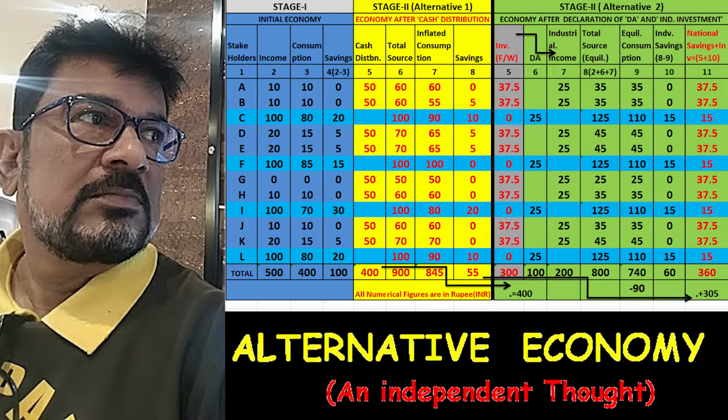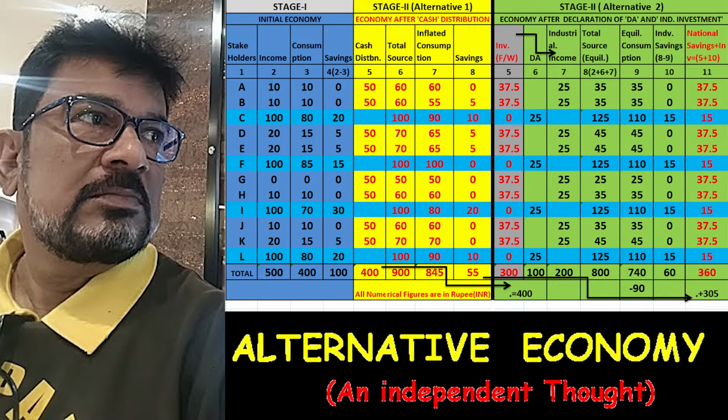By investing fixed or working capital, the income generated is shown in column 7. Therefore, there is the arrow mark, that is income generated in column 7 from investment in column 5. Another arrow mark is there, that is previous savings was 55, now shown in alternative 1 column 8 has reached rupees 360, that is an increase of savings of 305, which is shown in column 11 of alternative 2. And another, that is 400 cash distribution, and the total of column 5 and 6 of alternative 2 is 400. That has been shown by an arrow mark.